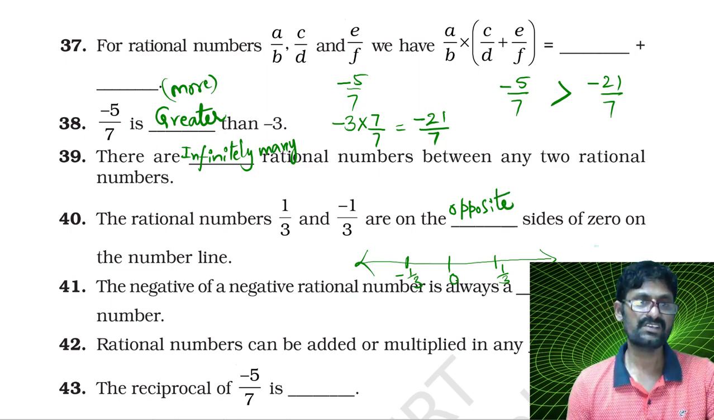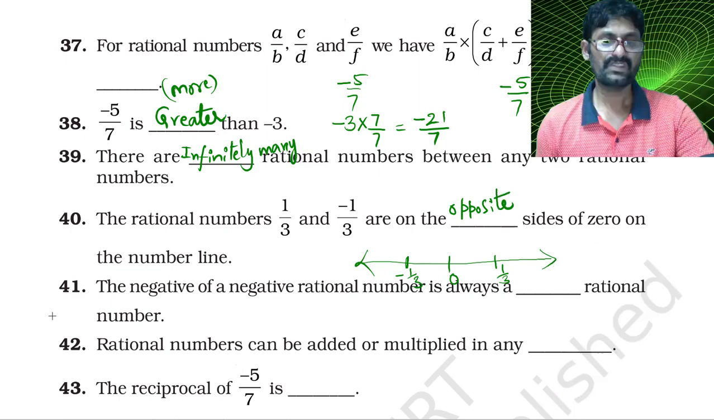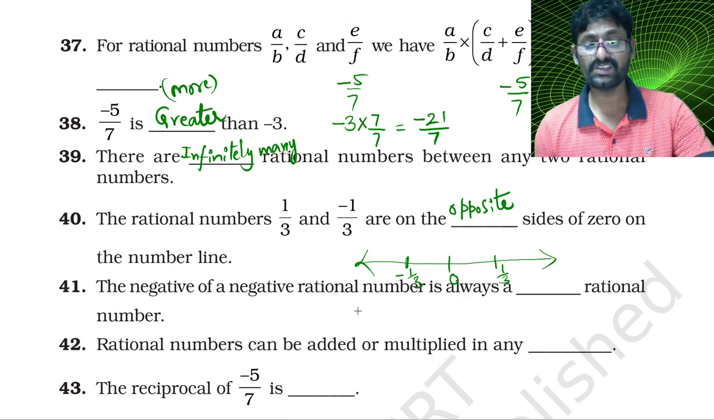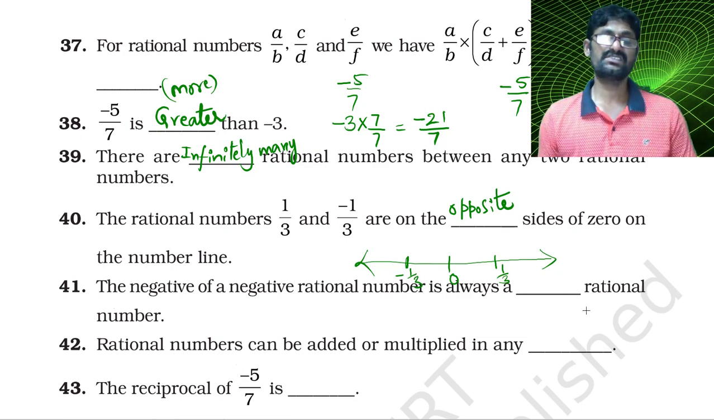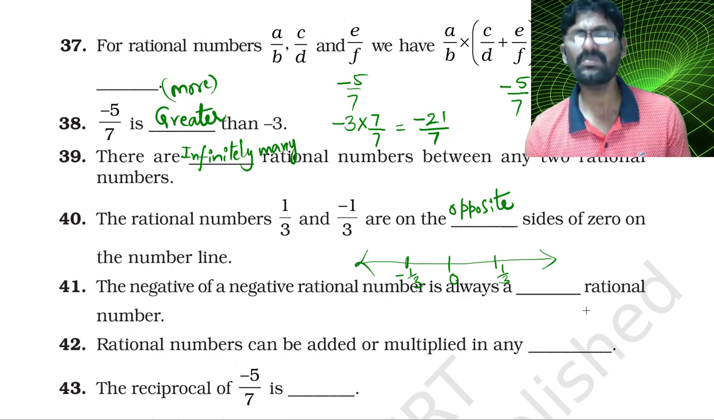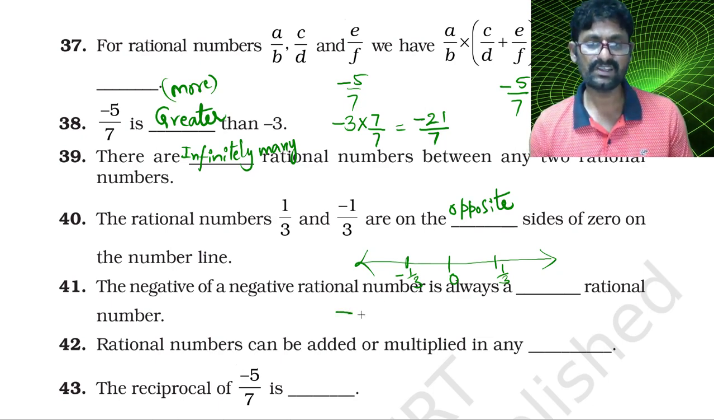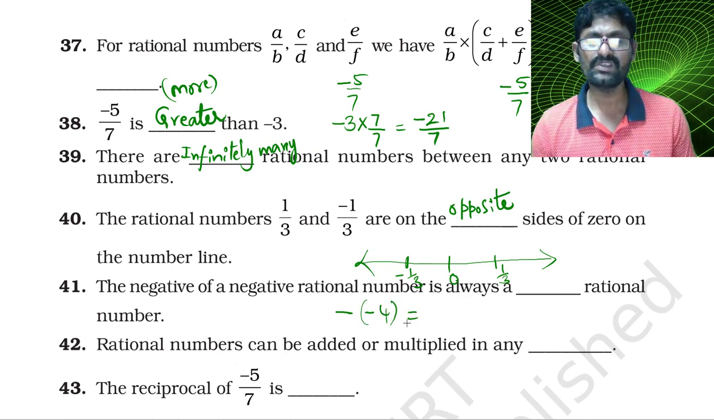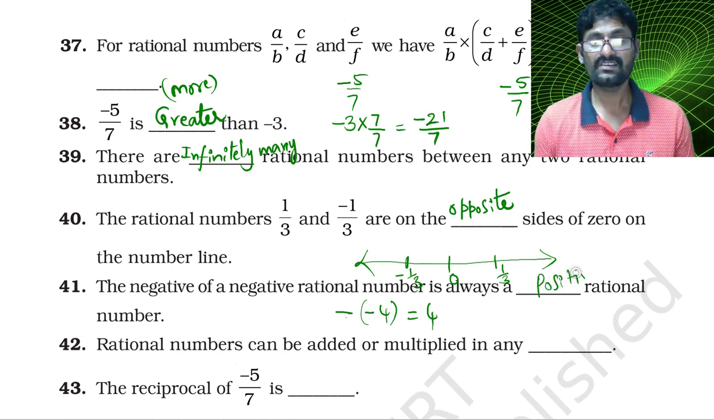Right. Okay, next let's go to the 41st problem. The negative of a negative rational number is always a dash rational number. Negative of negative becomes positive. Suppose you take the negative of negative 4, so minus of -4, that will be minus into minus is plus. So +4 you will get. So the negative of a negative rational number is always a positive rational number.